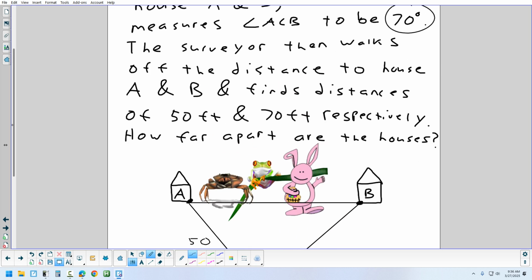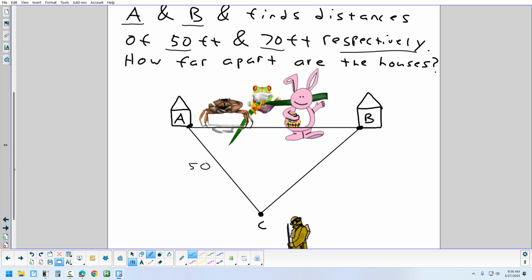It says the distance from him to house A is 50 feet. And I know it's 50 because it says respectively. So A comes, then B comes. So the distance to A, then B is second. So 70 feet is the distance to B.